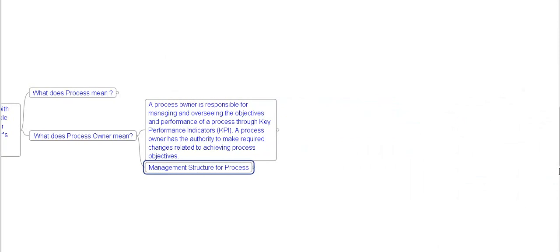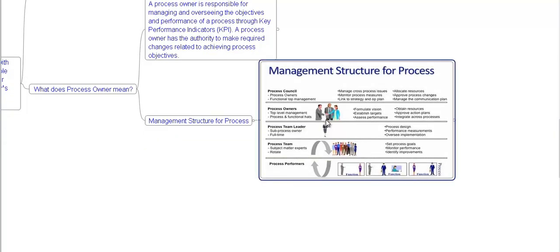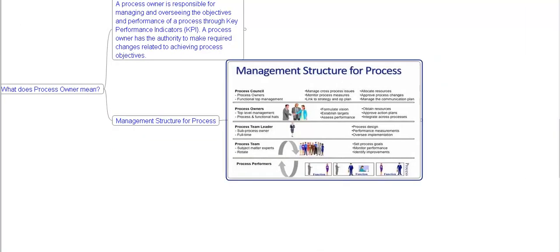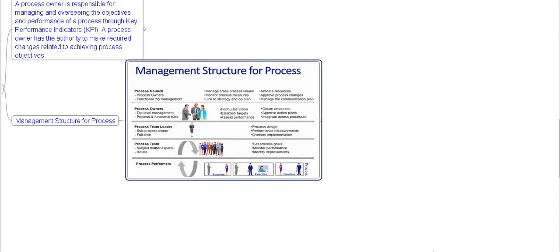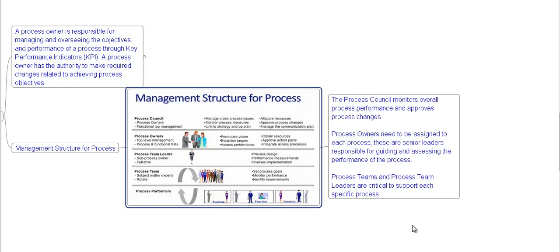Now we'll see the management structure for process. This diagram represents the management structure for processes. Process council. This process council monitors overall process performance and approves process changes.